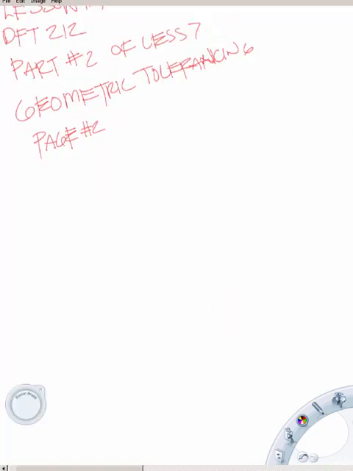Here's an object. This object has surface 1, surface 2, surface 3, surface 4. Let's say surface 4 is the critical surface. That's the one I want to check. Now, what are my options? If I want to use perpendicularity as an option, what surfaces can I use as my datum or base reference?